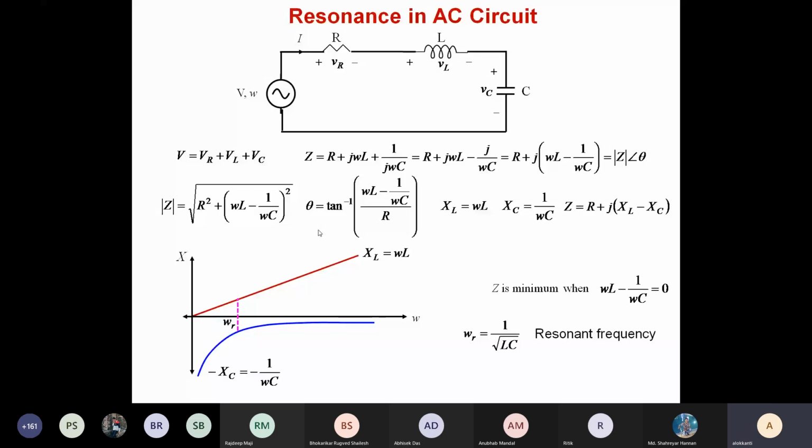But as somebody asked, how to get this? There are function generators in the laboratory where it is possible to change the frequency. By changing the frequency, you can see that the total impedance of the circuit is also gradually changing. As the impedance changes, all the other circuit quantities also change. That can be done in the labs.